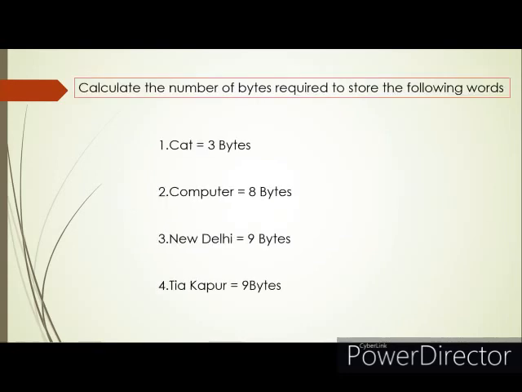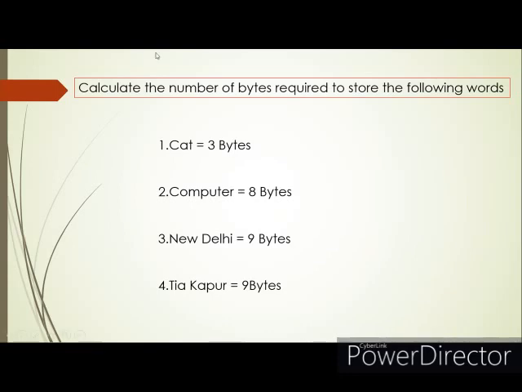Calculate the number of bytes required to store the following words. We are going to calculate the number of bytes needed to store the following words. First word, cat. Count the letters present in cat. 1, 2, 3. The 3 letters are there. So for storing one letter, we need 1 byte. Not bit, 1 byte. 1 byte is equal to 8 bits.